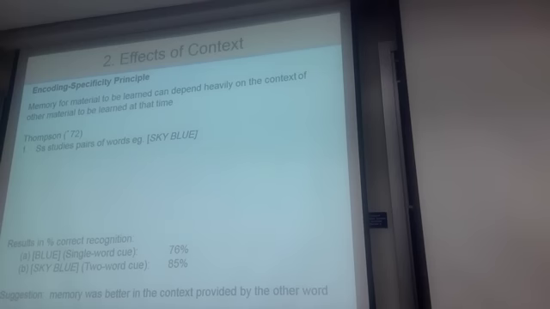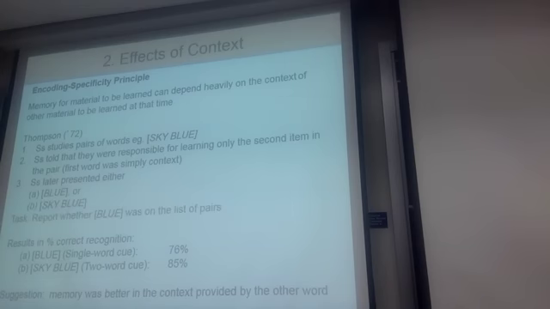This last one is showing a similar thing with context. When we're given two words like "sky blue," and you're told you only really need to pay attention to the second word, so you don't need to remember "sky." Later on, you're asked to say if you've seen this before, and they either give you just "blue" or the full cue "sky blue." People do better when they have the full cue, because that's the context that they learned it in.